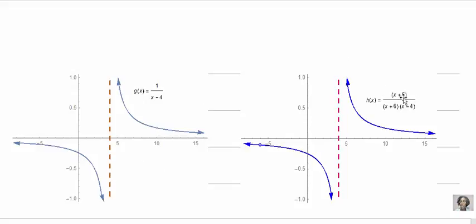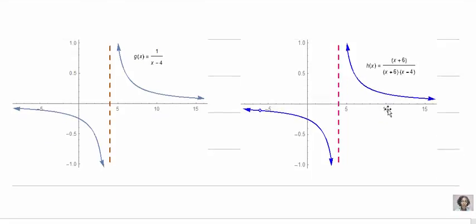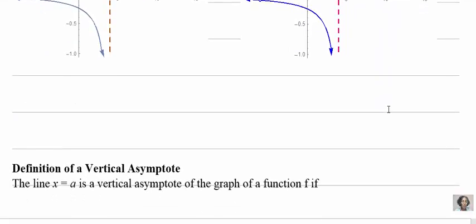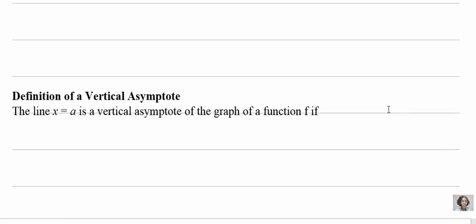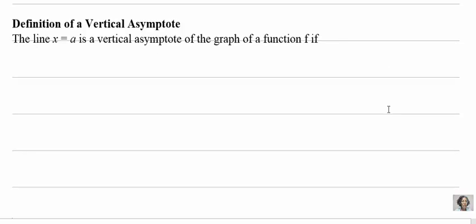If I divide out this common factor x plus 6, g and h are equal. But remember, I can never divide by 0. So they're only equal if x is not negative 6, because that's the value that makes x plus 6 zero. So we talked about that last time. Now we want to talk about vertical asymptotes. And so let's start by defining a vertical asymptote.